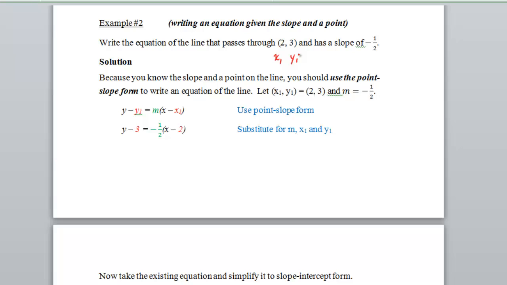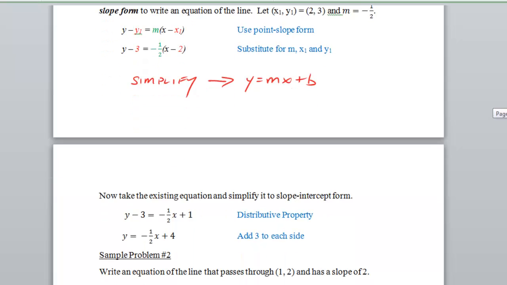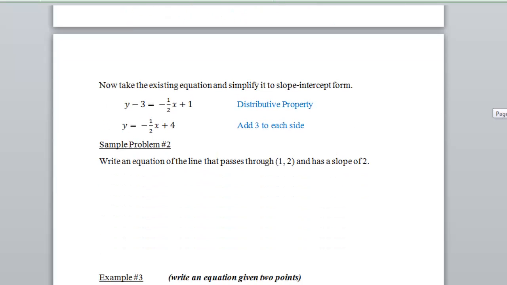Now, once you've done the basic substitution here, we've put in the 3, we've put in the 2, and then we've put in the -1/2, we're not completely finished. This needs to be simplified, which basically means we need to get y by itself, and we need to get it in slope-intercept form, and so we'll have to do a little work here. And so if we go down a little bit, we'll see the final part of this being simplified. And so we're going to take the -1/2 first, and we're going to distribute it, and then we're going to add 3 to both sides, and that gets us our final answer in slope-intercept form.